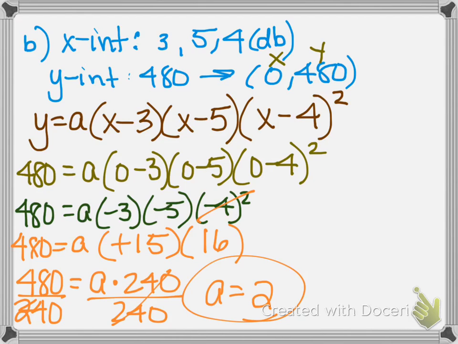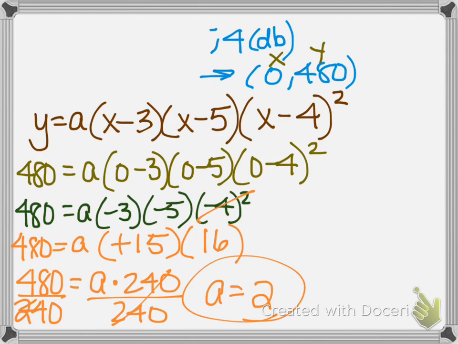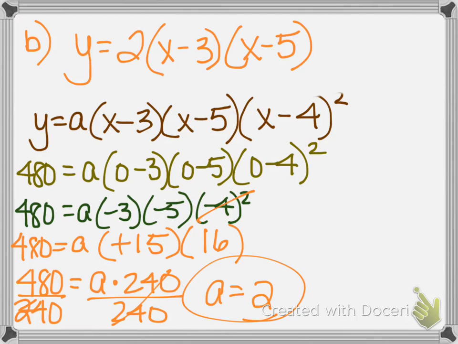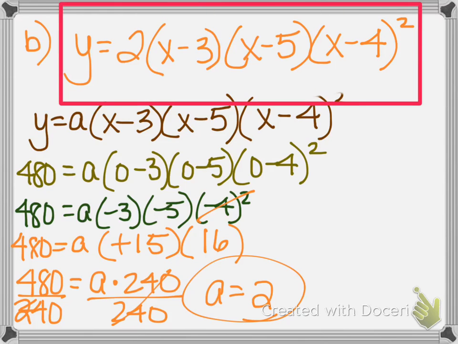So again, we're not done when we find a. We have to write our final answer. So the final answer for section 1, part B, is y equals 2 times x minus 3 times x minus 5 times x minus 4 squared. Because that's a double root, you have to put in the squared. And there's our final answer for B.